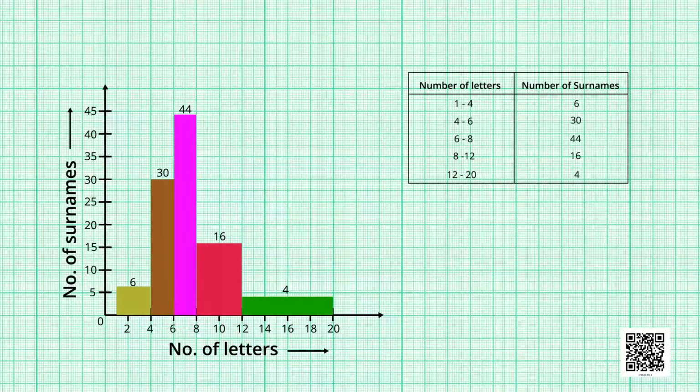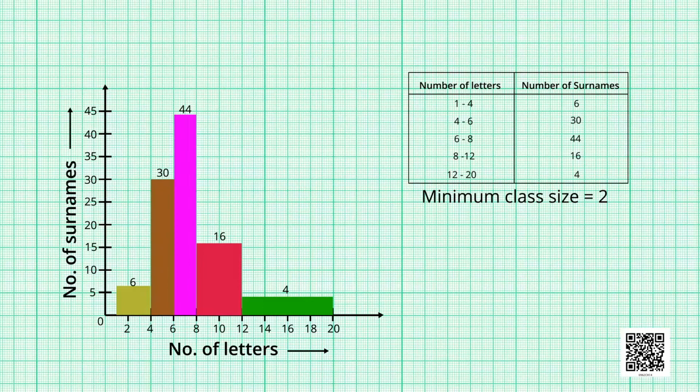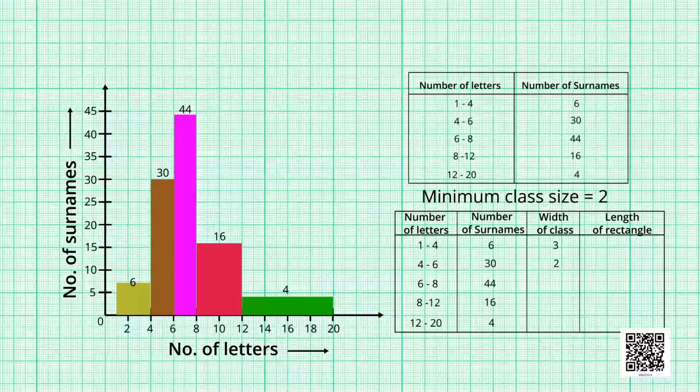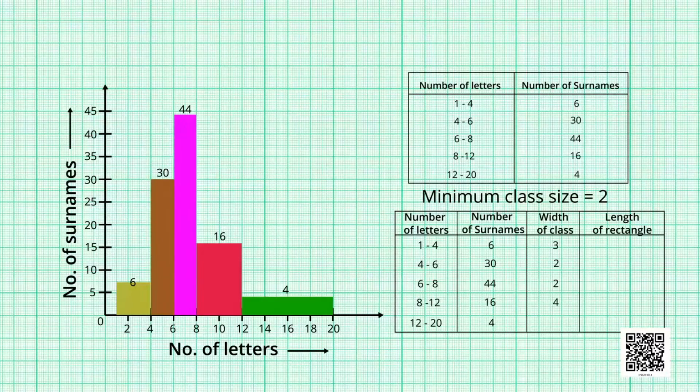First of all, select the class interval which has a minimum class size. For example, in this question, minimum class size is 2. Now modify the length of the rectangles to be proportionate to the class size 2, like this. So here, we already had number of letters in the form of groups. This is the frequency column. Width of the class we will write by subtracting the upper class limit and the lower class limit. So the width of the first class is 3, second is 2, third is 2, fourth is 4 and fifth is 8.